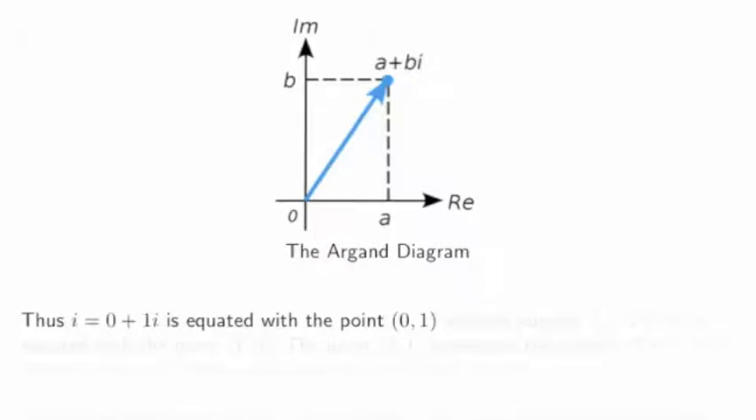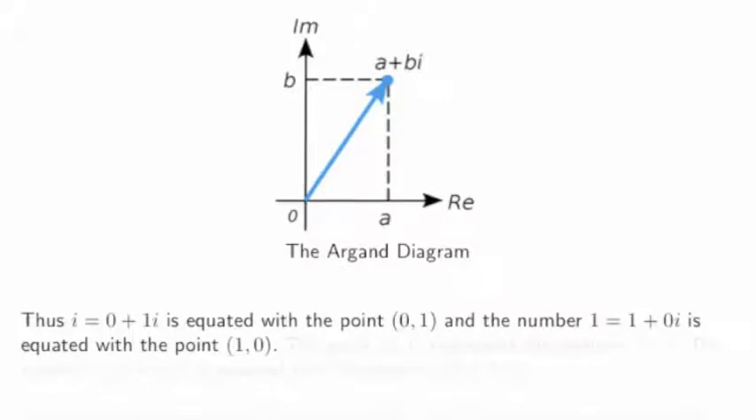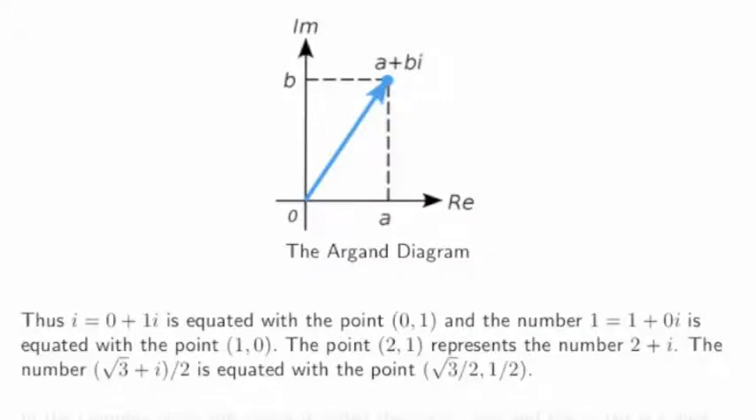We'll equate i as 0 plus 1i with the point (0, 1) going up, and the number 1 is just 1 plus 0i going to the right, equated with the point (1, 0). In general, a plus bi is equated with the point (a, b). So (2, 1) would represent the number 2 plus i, and (square root of 3 plus i)/2, which we'll run into later, would be equated with the point (square root of 3 over 2, 1 over 2). So the horizontal axis is the real axis, and the vertical axis is the imaginary axis.